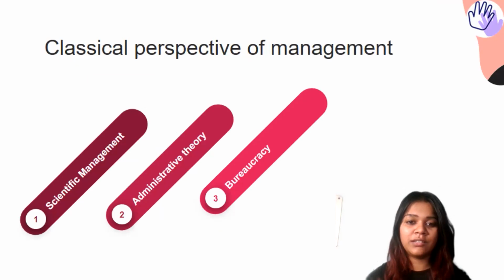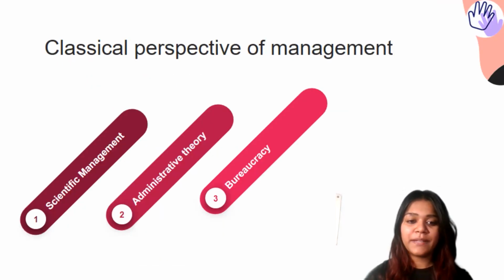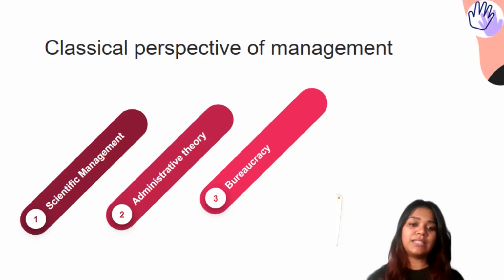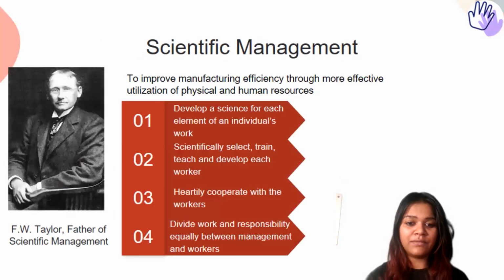Let's move forward. So the very first one listed here is empirical or classical perspective. We'll begin with that. The classical perspective of management. So classical perspective of management comprises of three things: scientific management, administrative theory, and bureaucracy, right? So let's study about each of them in brief.